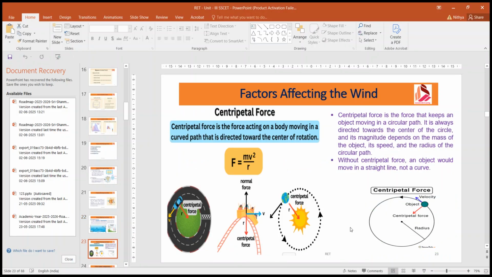Another one is the centrifugal force. Consider the giant wheel or any type of amusement ride. The centrifugal force always acts on a body moving in a curved path and is directed away from the center of rotation. The centrifugal force formula is: force equals mv squared by r, where v is the velocity and r is the radius of the circular path.